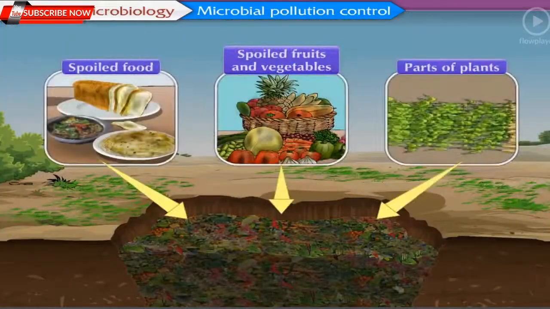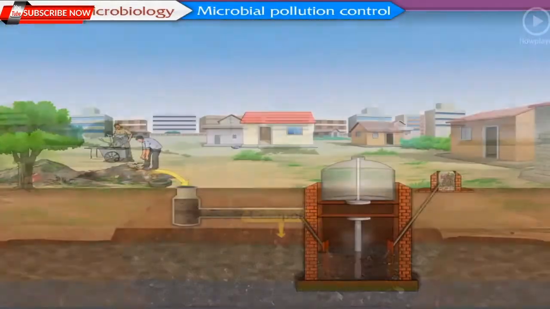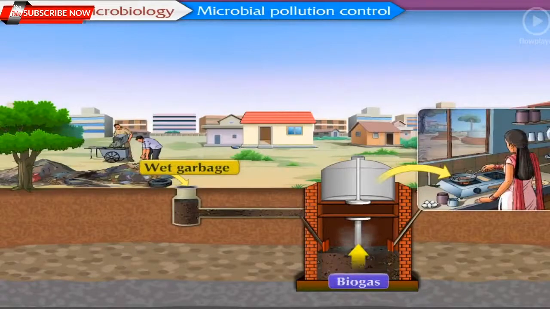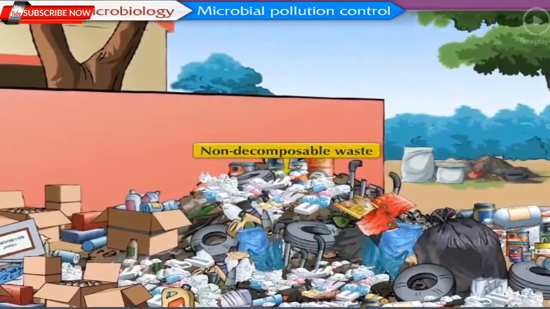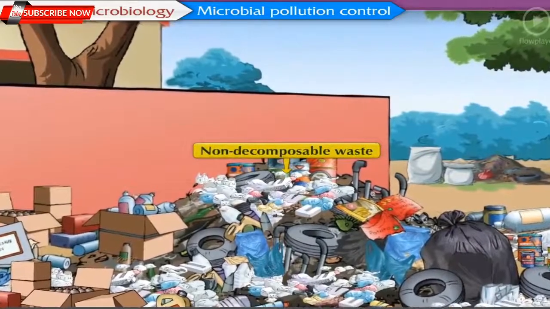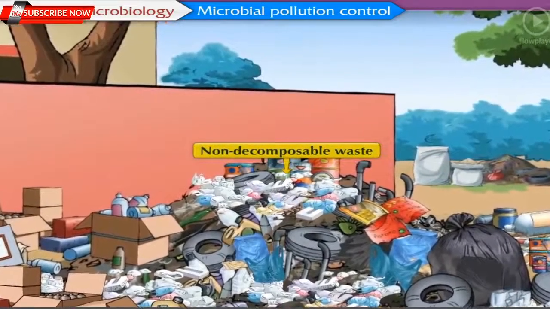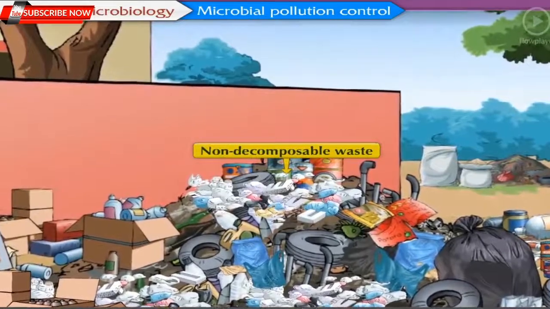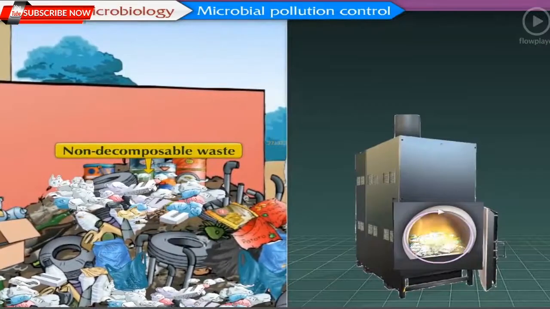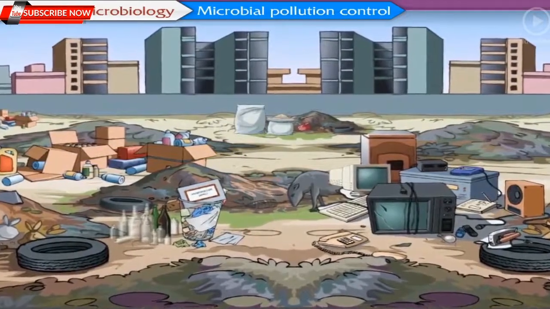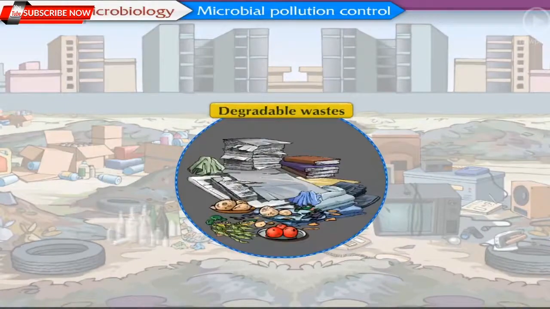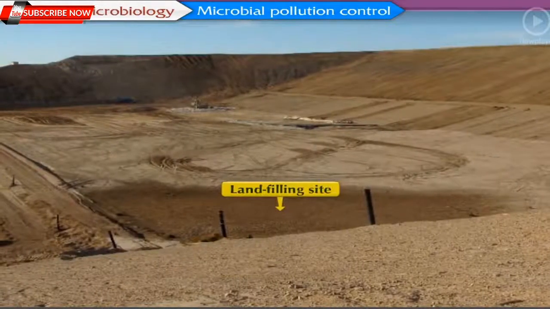The wet garbage is used to get compost and fuel of good quality. Dry waste segregated is non-decomposable, therefore various techniques are used to discard these wastes. The most appropriate method to dispose this waste is incineration. Come, let us discuss one of the most effective methods of disposing degradable waste, that is, creating landfilling sites.